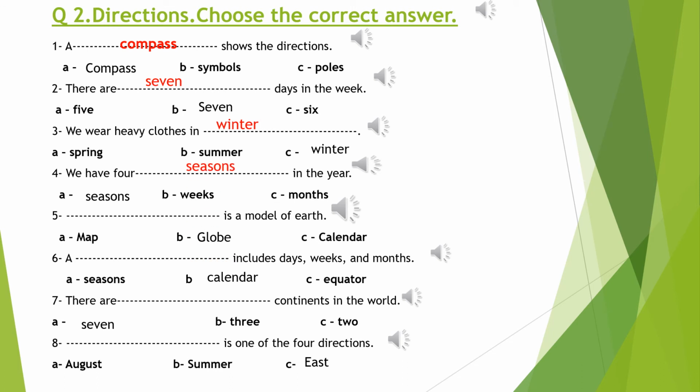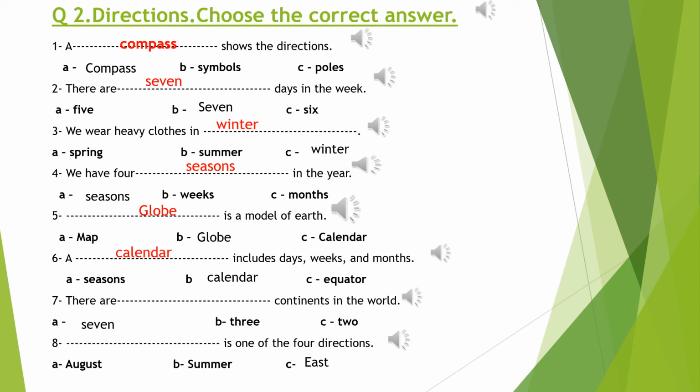Number 5, space is the model of Earth. Map, globe, or calendar. Yes, it's a globe. Globe is the model of Earth. Number 6, space includes days, weeks, and months. Seasons, calendar, equator. Yes, it's a calendar.